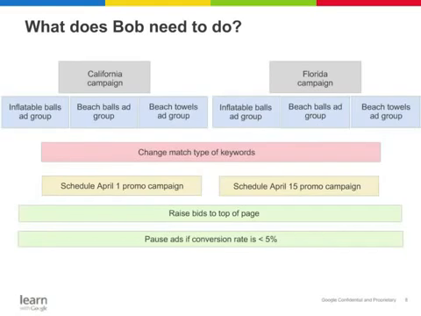He needs to set up campaigns with unique geographic targeting. He needs to create tightly targeted ad groups with very specific keywords for beach balls and beach towels. He would like to edit his keyword match types to make sure he can capture traffic from customers who are both just starting their searches, as well as those who know exactly what they're looking for. He needs to schedule these campaigns for the different launch dates, adjust his bids to the recommended top-of-page bid, and make sure his ads aren't running if he's not hitting his conversion goals.